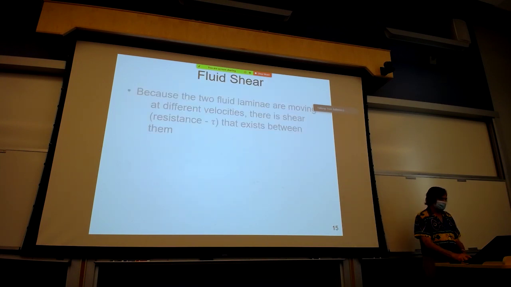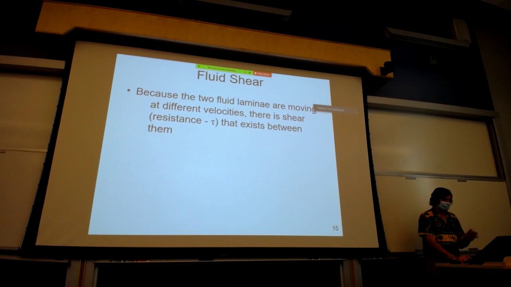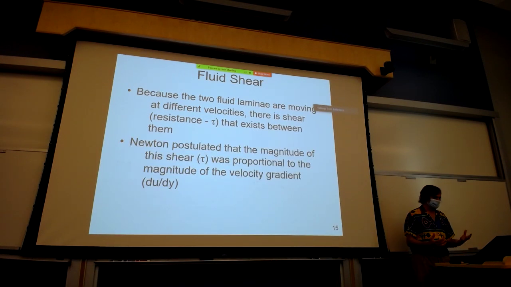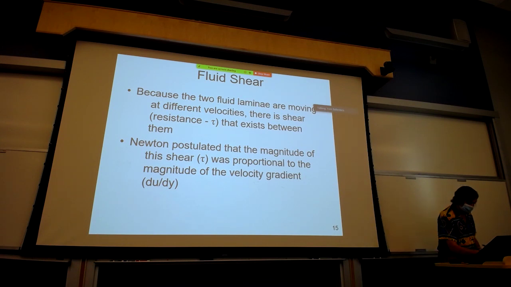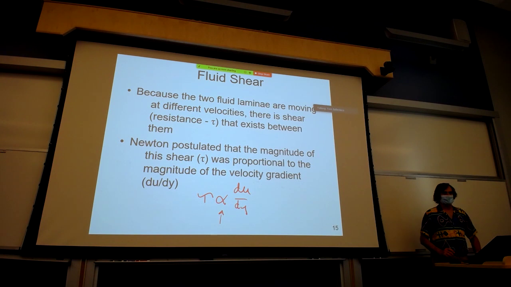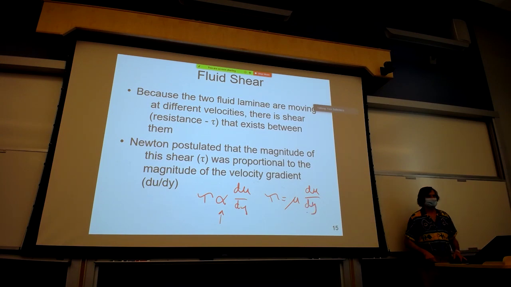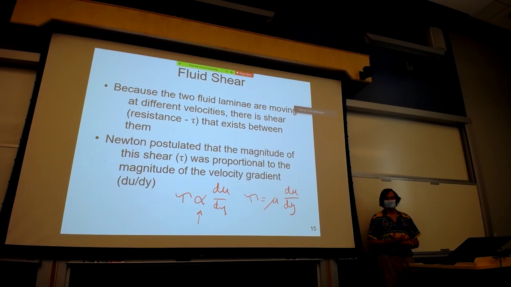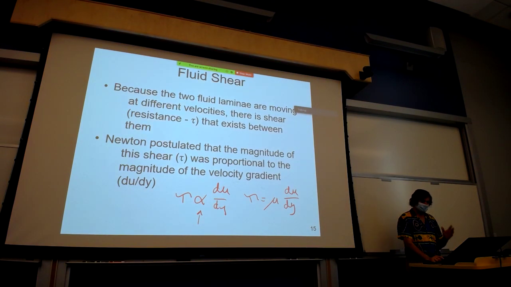When they're moving at different velocities, shear exists between them. He said that the shear stress should be proportional to the velocity gradient. It's really tough to work with proportionalities in equations, so to make that an equation, he created this proportionality constant, the viscosity. That's what we used a long time ago when we were talking about fluid properties. Newton's law of viscosity.